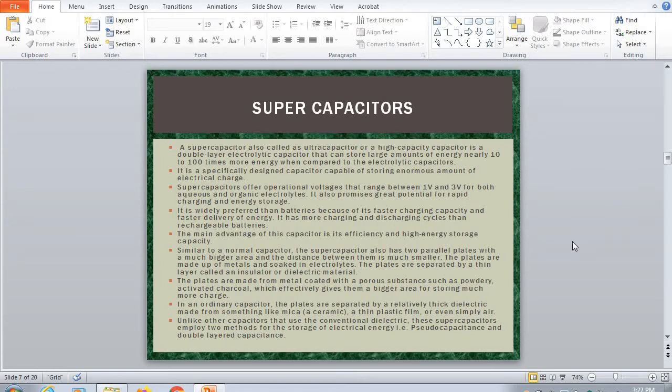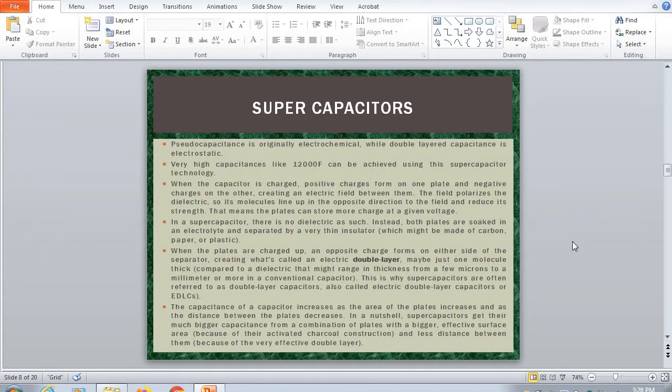In an ordinary capacitor, the plates are separated by a relatively thick dielectric made from something like mica, a thin plastic film, or even simply air. Unlike other capacitors that use a conventional dielectric, these supercapacitors employ two methods for storage of electrical energy, that is, pseudo-capacitance and double-layer capacitance. Pseudo-capacitance is electrochemical, while double-layer capacitance is electrostatic. Very high capacitances like 12,000 farad can be achieved using this capacitor technology.